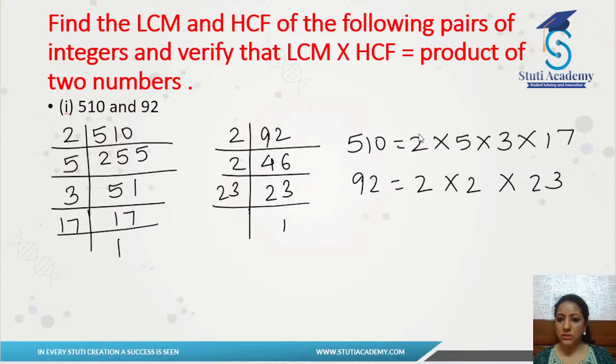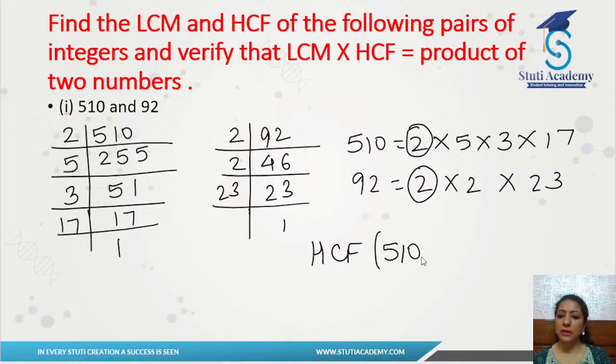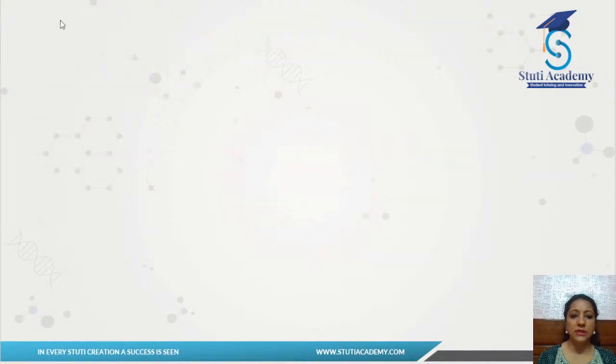Now children, please notice, let us figure out the common factors here. 2 is factor of this and 2 is also factor of 92. We have no other common factor. So since there's no other common factor, we'll consider 2 as the HCF only. So HCF of 510 and 92 is 2. Now we've got the HCF. The next step is we are going to solve for the LCM.